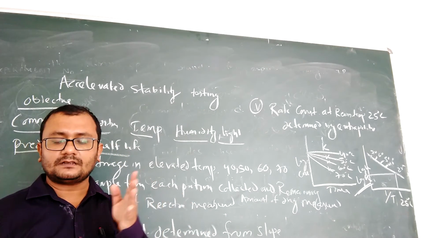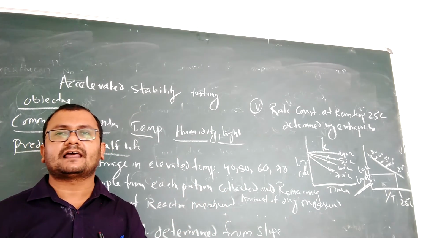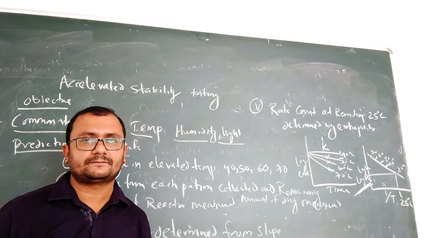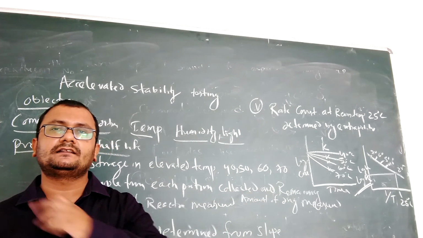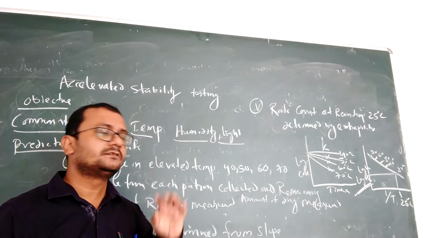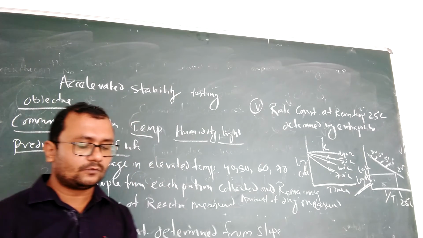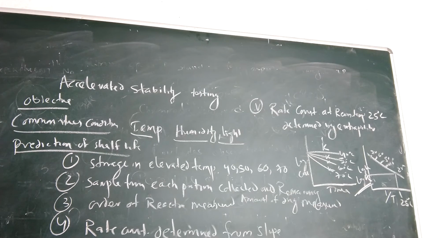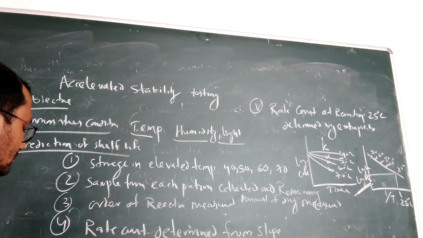Also, the whole world is divided into different climates, because many countries have different climatic conditions. The same medicine can be used in Africa, the same medicine can be used in the USA. So we need to predict shelf life in different climatic zones. That's why the world is divided into climatic zones, like zone 1, 2, 3 and 4. Zone 1 means temperate zone, all have to remember. Zone 1 means temperate zone.